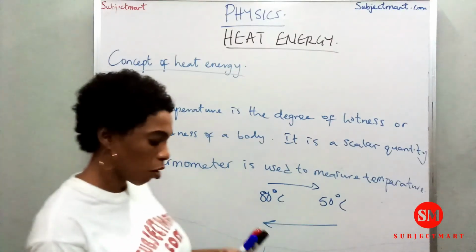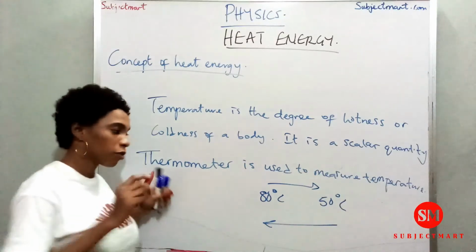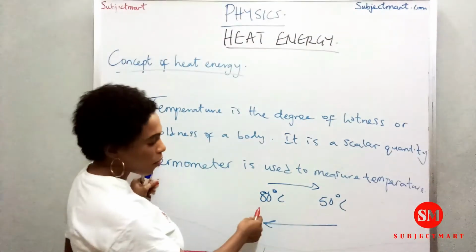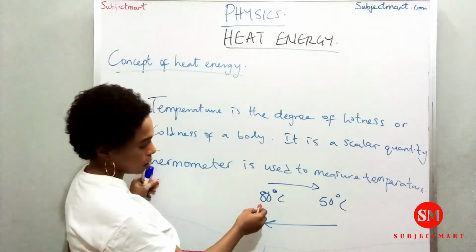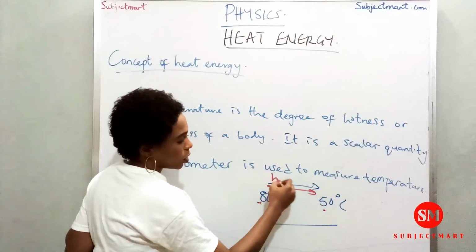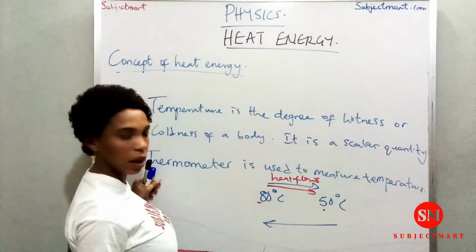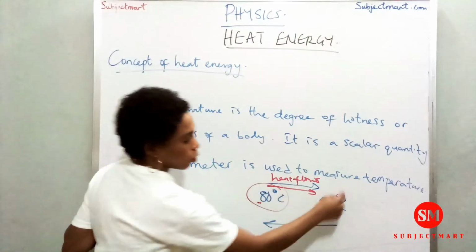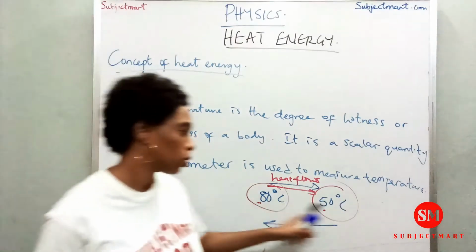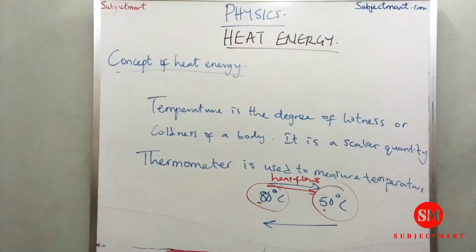Now, from here, it's so obvious that we said it flows from a body with higher temperature to that of lower. So it's obvious here that the heat will flow from 80 to 50. How are we able to determine that? Because of the temperature. This body is at a higher temperature than this. So I want to believe that is very, very explanatory.